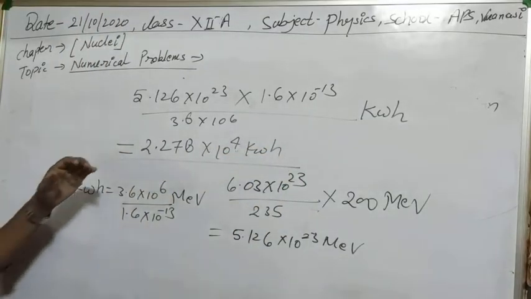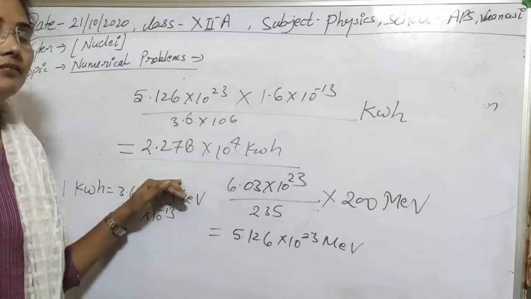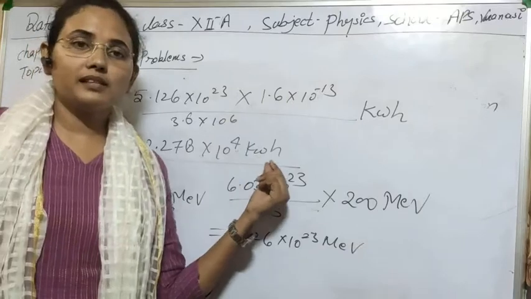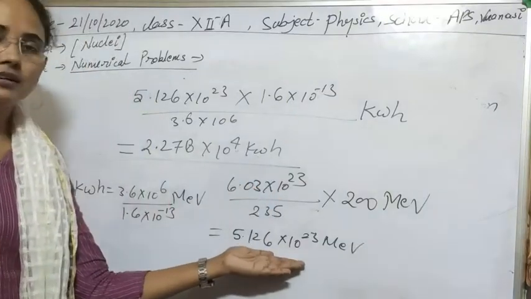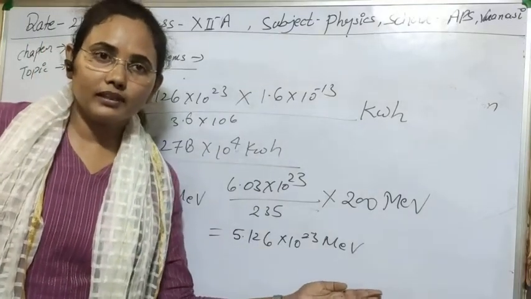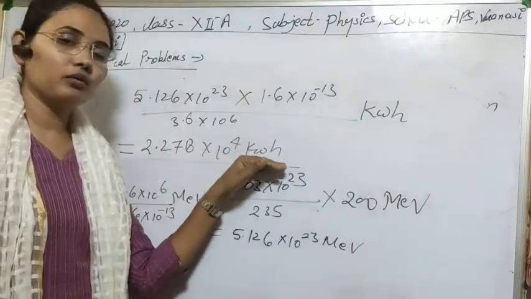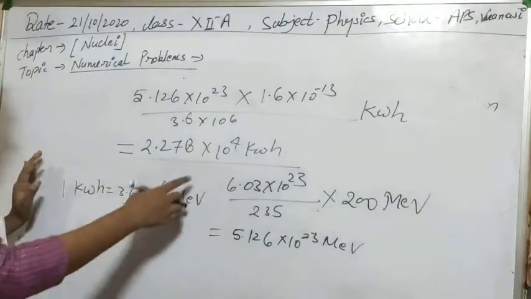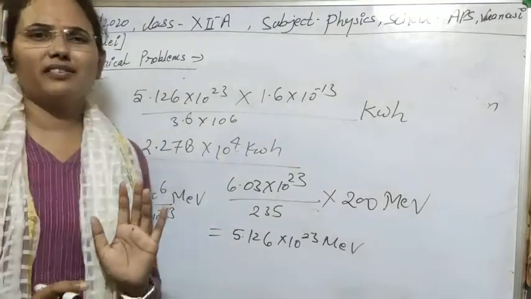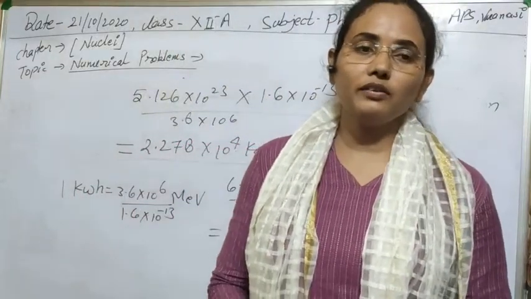This is the amount of energy released from the fission of 1 gram of uranium-235 in kilowatt hour. If the question did not mention kilowatt hour, you could leave it in mega electron volt, and there would be no problem. But here the question says we have to calculate in kilowatt hour, so we need to convert it. I think the conversion and calculations are very simple and clear to you. This is how we can calculate the energy released in the process of nuclear fission.